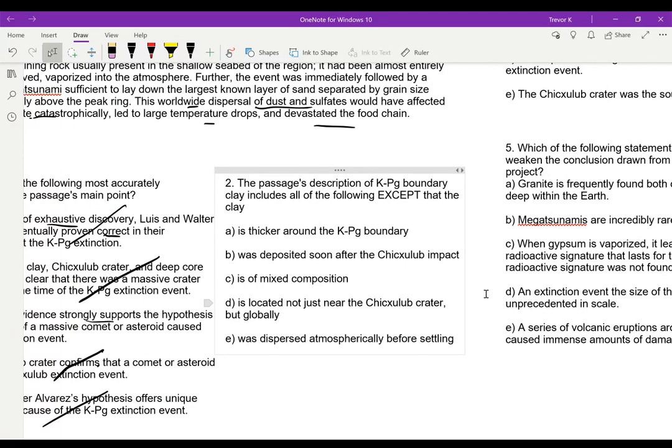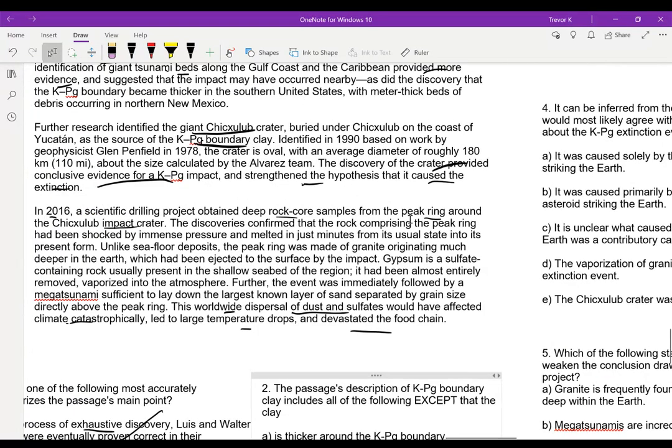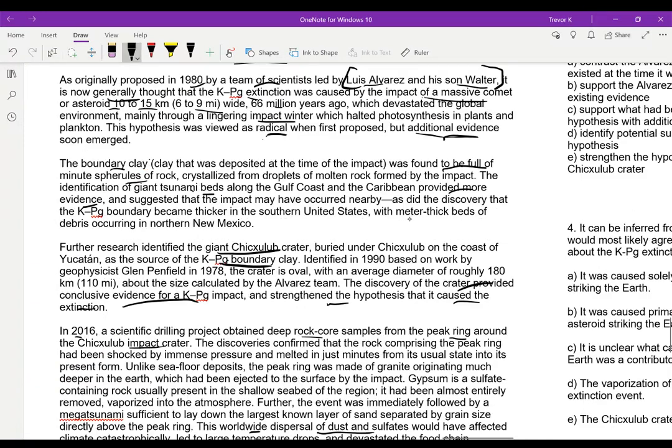The passage's description of KPG boundary clay includes all of the following except that the clay. So I remember where they talked about boundary clay. I didn't really pay a lot of attention to boundary clay. So let's look at this boundary clay stuff here. There we go. So we're going to read this. All right. So the boundary clay that was deposited at the time of the impact. Okay, that's what boundary clay means. It's clay that's deposited at the time of the impact, was found to be full of minute spherules of rock, crystallized from droplets of molten rock formed by the impact. Okay, so that's pretty good.